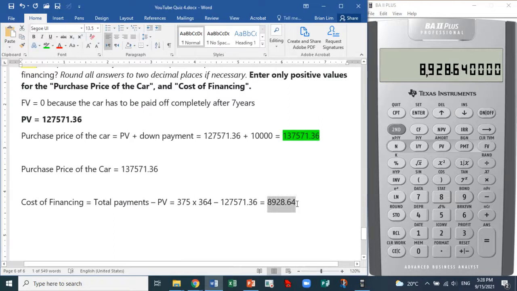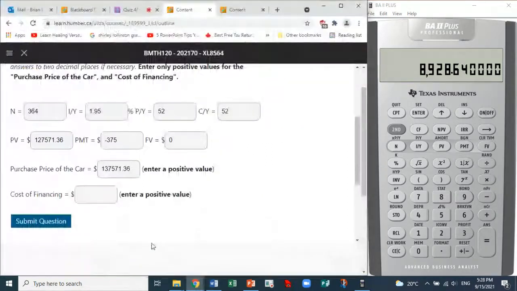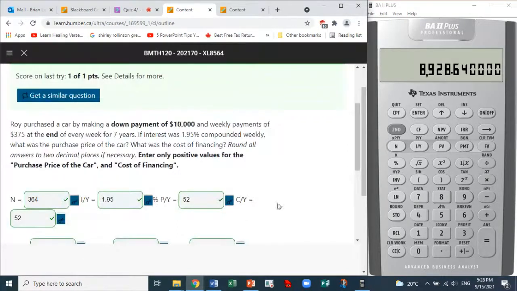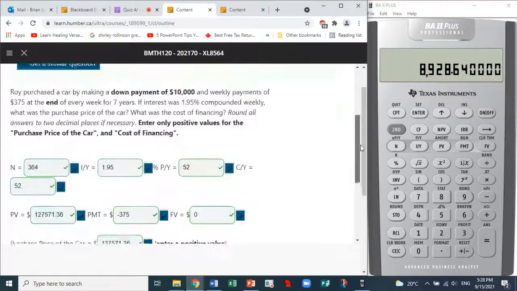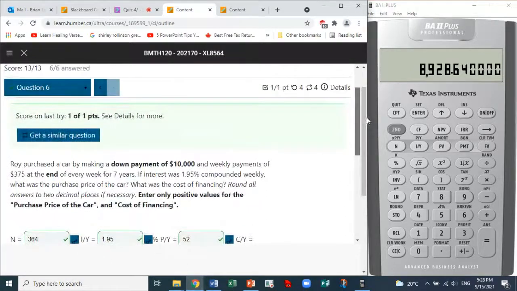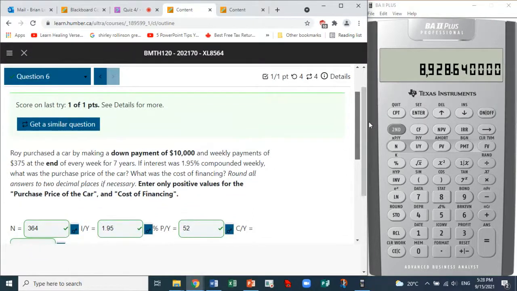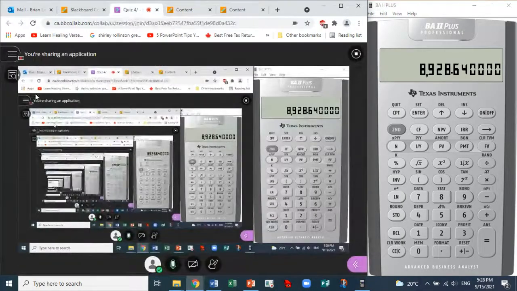Let's copy that and highlight it, and go back to our question and enter it. Remember, enter a positive value. All right, let's hope that this is correct, and I hope it's working right. Yes, it is. And that brings us to the end of quiz number 4. Sorry, it was 6 questions, quiz number 4.